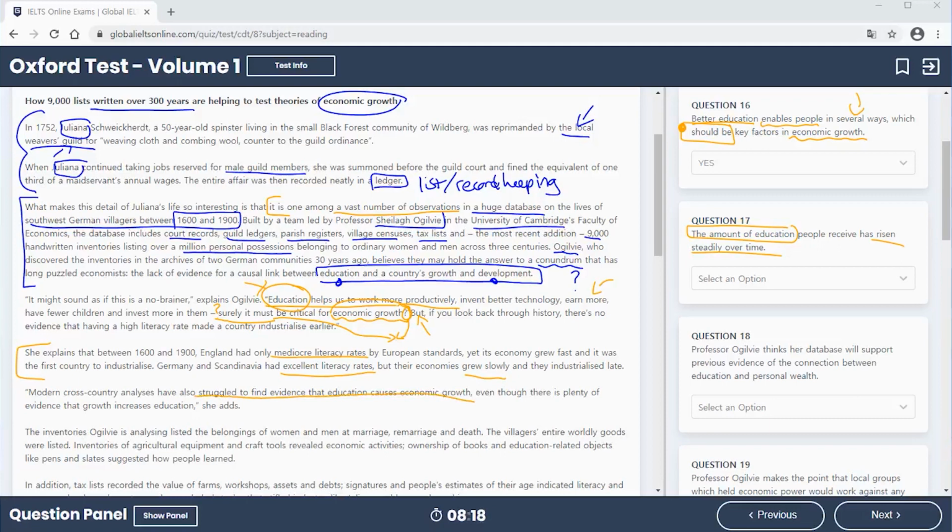So what we've got here is talk about literacy rates. The amount of education is sort of a paraphrase of literacy rates. She talked about literacy rates as being mediocre, being good. She talks about economic growth. She doesn't give information about how much; she doesn't give an amount of education. She doesn't say people got more education over time, or that literacy rates rose across Europe or anything like that. She's not specifically mentioned it, she's not talked about it. So that's how we know it's a not given.